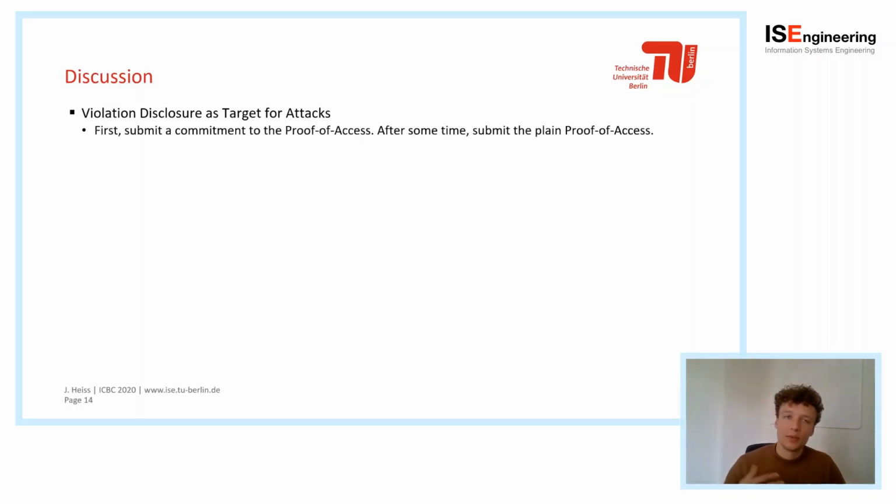The detector could first submit a commitment to the proof of access that does not reveal the consent violations. And then after an adequate period of time, the detector submits the plain proof of access to actually claim its monetary reward. In the meantime, the service provider has the chance to close the data breach and thereby protect against a possible attack. The second thing we have to discuss is how to deal with consent updates and consent revocations.